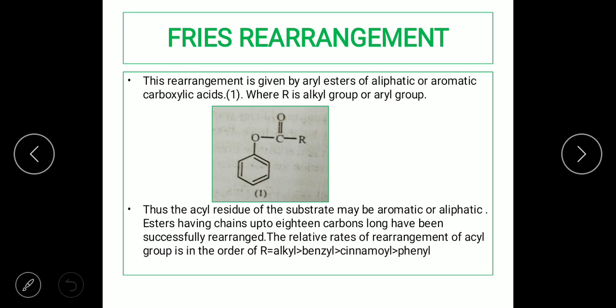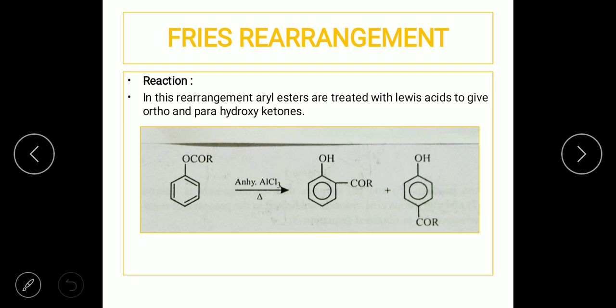The relative rates of rearrangement of the acyl group are in the order R equals alkyl, more than benzyl, more than cinnamoyl, and more than phenyl group. So wherever there is an alkyl group, that is a less substituted group, it is always going to get rearranged faster and much better compared to the bulkier groups. Next, let us look at the reaction.